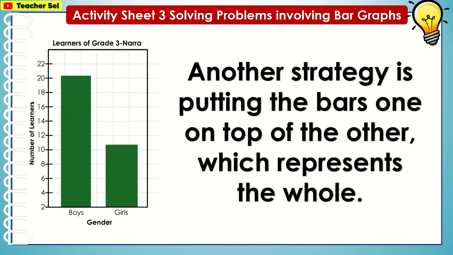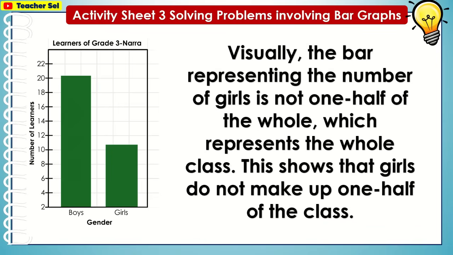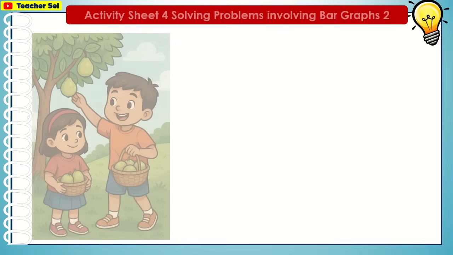Another strategy is putting the bars one on top of the other, which represents the whole. Visually, the bar representing the number of girls is not 1/2 of the whole, which represents the whole class. This shows that girls do not make up 1/2 of the class.